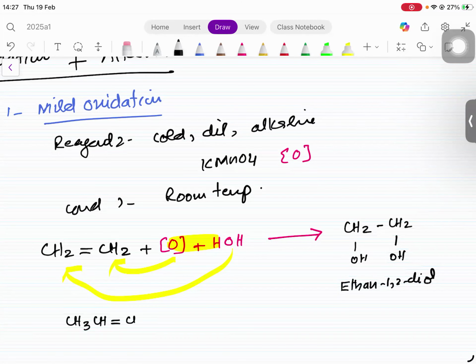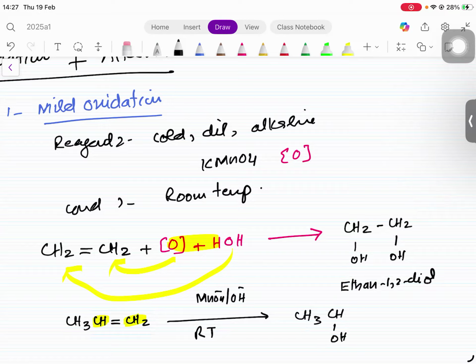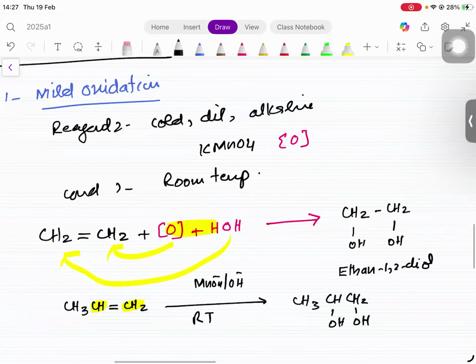Whenever alkene reacts with, look, I write like this: MnO4 negative, OH negative and room temperature. So both these carbons, the double bond is converted to single bond and they get OH. So CH3, CHOH, and then CH2OH. So propane diol is formed.